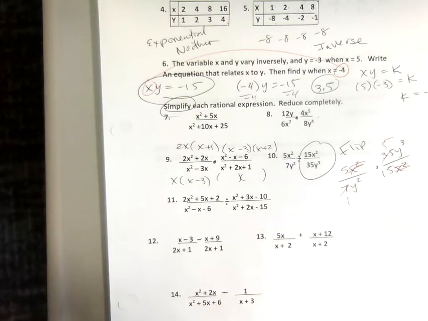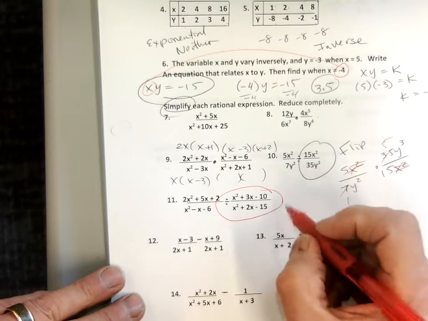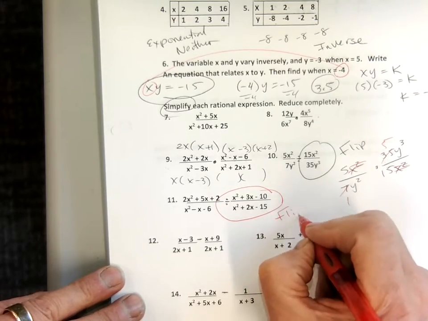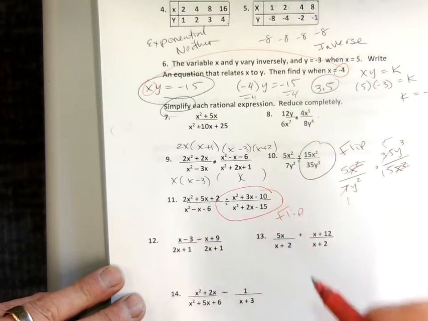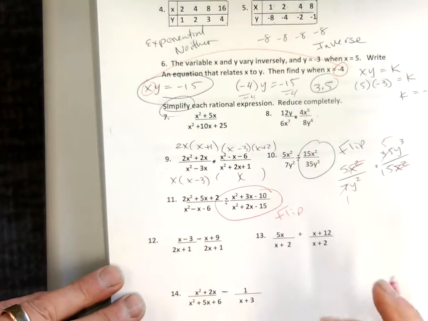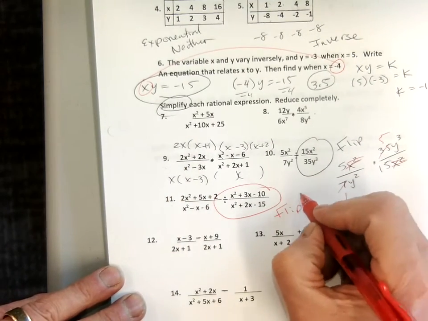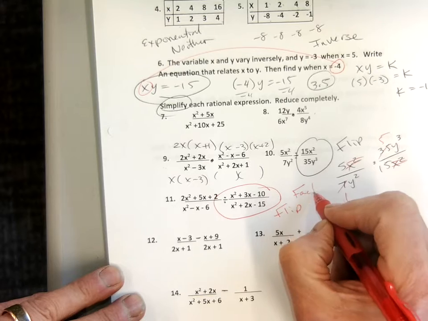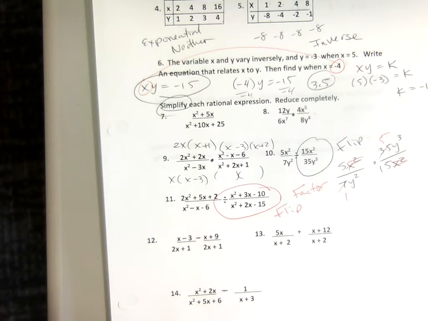11, you're going to flip it, and then factor, and you're going to do it just like you did 9. You're going to factor, don't forget to flip, and then you're going to factor it, and then cancel, cancel, cancel, cancel.